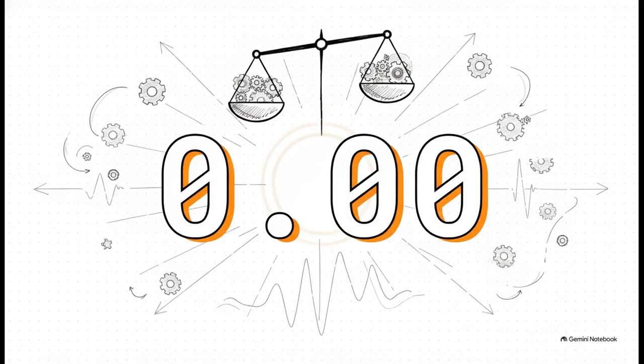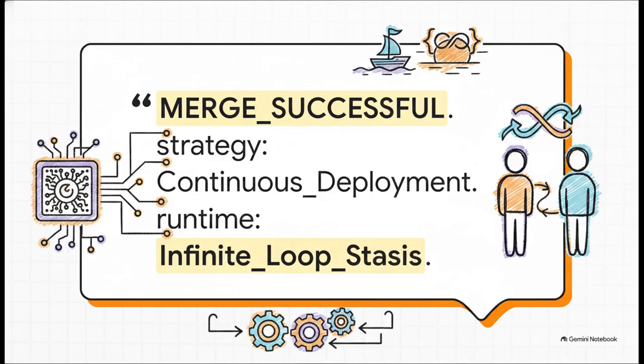Now, what's really interesting about this slide is the absolute number at play here, 0.00. Because they have achieved perfect SI metric balance, because the math of their intellect and their biological drive snap together so seamlessly, the systemic friction, or what engineers call the loss function, has hit absolute 0. So, we're going to wrap things up today with this incredibly beautiful, super geeky internal log from a DeepMind production pipeline. Status, merge successful. Strategy, continuous_deployment. Runtime, infinite_loop_stasis.